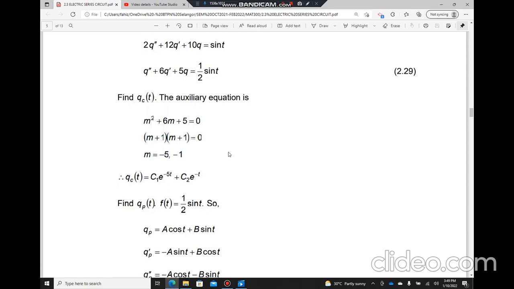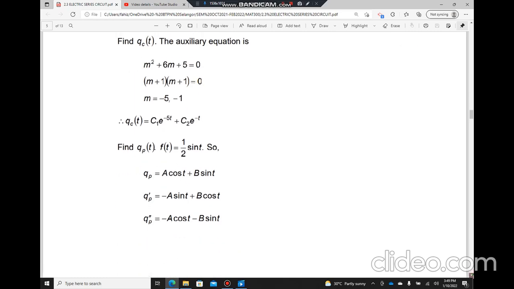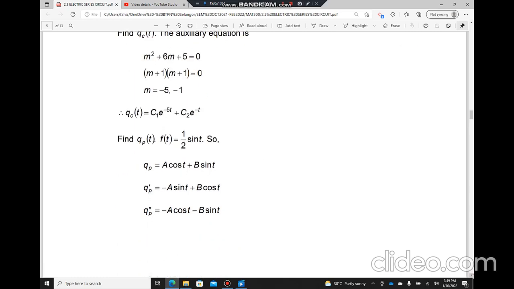Sebab baru dia jadi apa ni, M equal, baru dia jadi M square plus 6M plus 5. So (M plus 5)(M plus 1) equals to 0. M equals to negative 5 and negative 1. Okay, so your QC is C1 e^(-5t) plus C2 e^(-t). Okay, so kita dah dapat QC ataupun complementary solution.